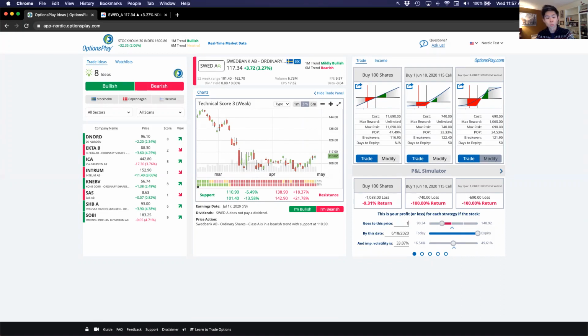So I'm going to say, just in case we're wrong on this, the stock declines back to 100 crowns. If you bought 100 shares, you'd lose roughly 1,700 crowns. If you bought the call option, 740 crowns. If you own the call spread, only 690 crowns.